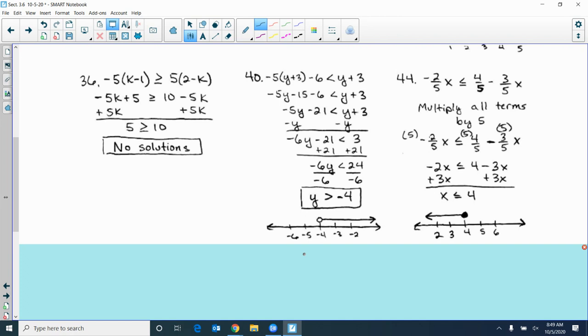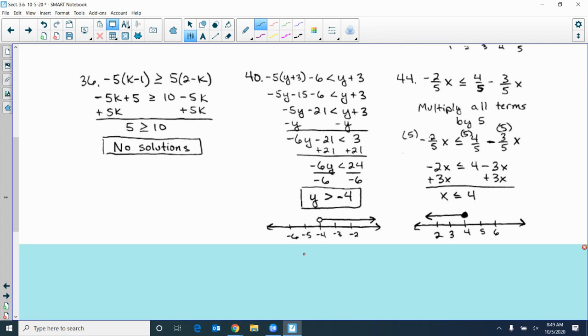For number 40, dealing with some distributing, combining like terms. Now, I even tell you what to do for 44. Everything has denominator 5. If I multiply everything by 5, it clears all those out. I end up with, when I'm done, x is less than or equal to 4.